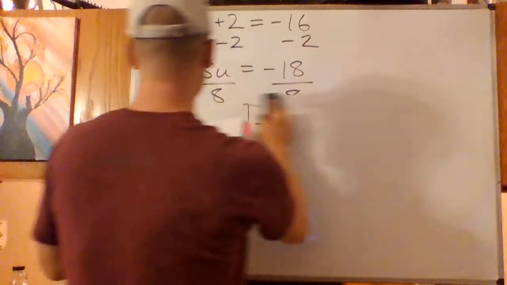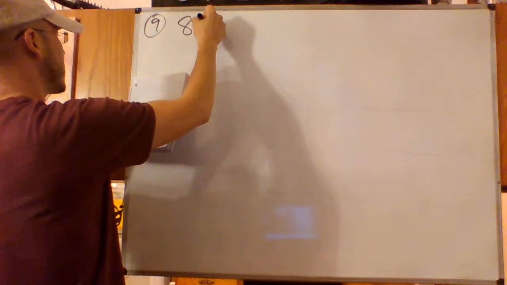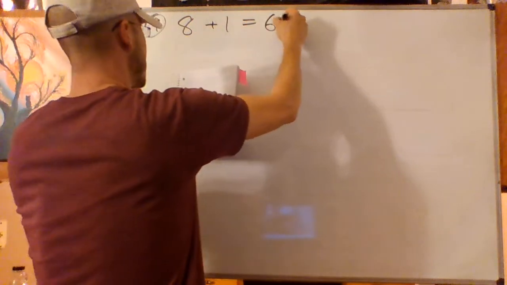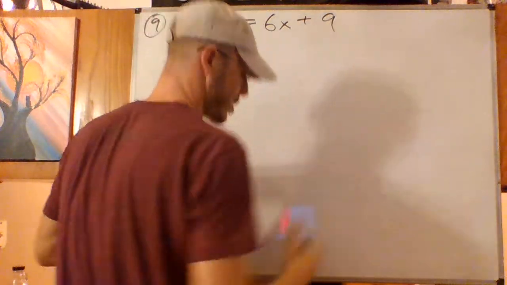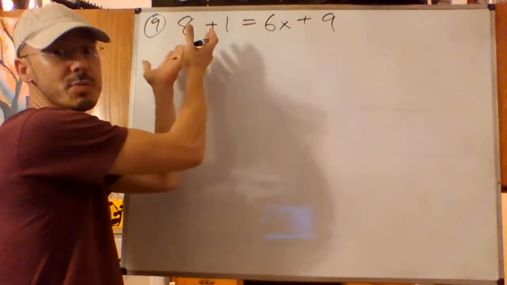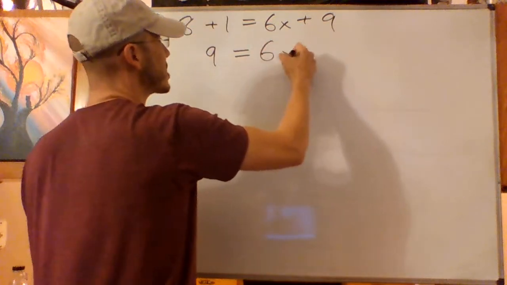So for the next one, it's also a solve-it problem. 8 plus 1 equals 6x plus 9. It's kind of weird. They just got these two numbers here that I can combine like terms, though. They are the same terms. 9 equals 6x plus 9.